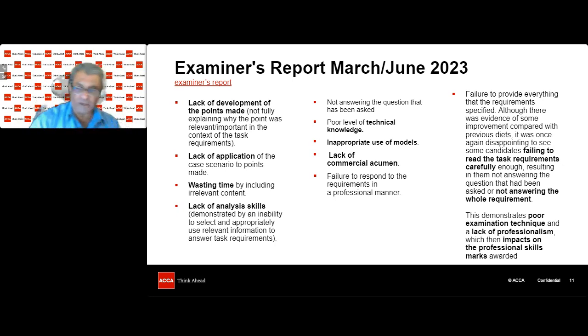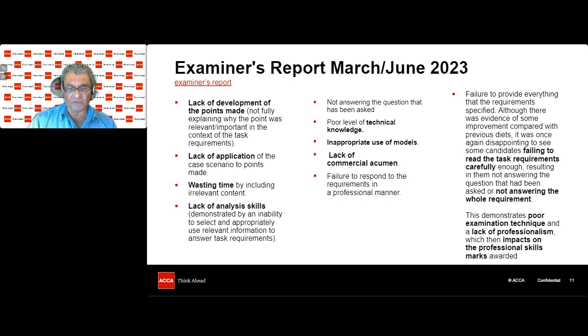I want to know what I need to do about this competitor. All right? Don't waste time by including irrelevant content. Yeah, so please don't just copy and paste from the tasks, from the exhibits, right, into your answer and think that that's your answer. It's not, right? And you've just wasted time doing it because you've earned 0 marks.